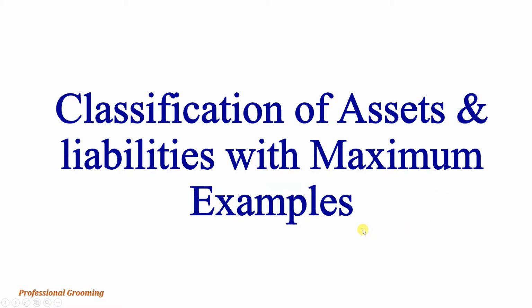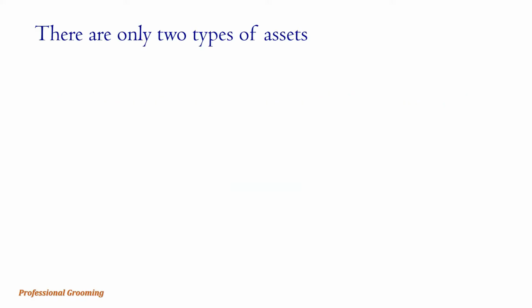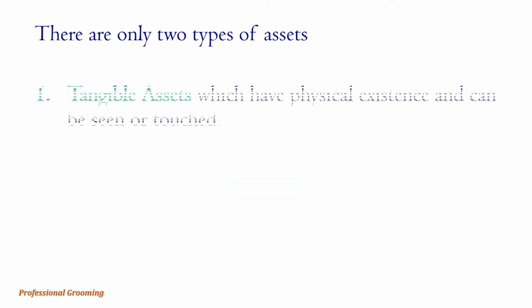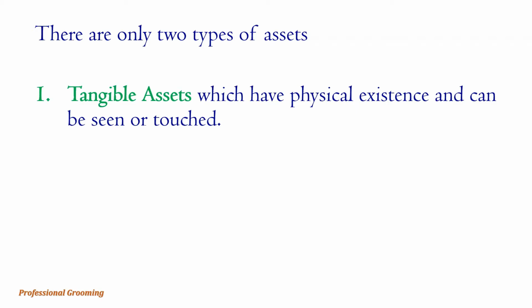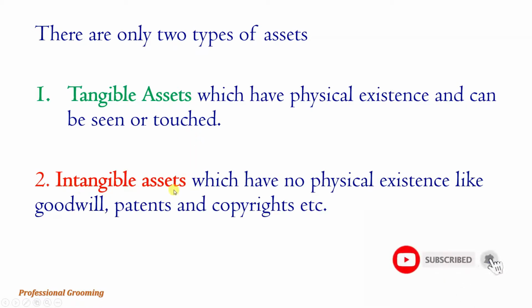In today's video, we are going to discuss the classification of assets and liabilities with maximum examples, so everyone can easily understand whether it is a liability or an asset. Let's discuss without wasting any time. There are only two types of assets. One is tangible assets, which have physical existence and can be seen or touched. The second is intangible assets, which have no physical existence, like goodwill, patents and copyrights, etc.